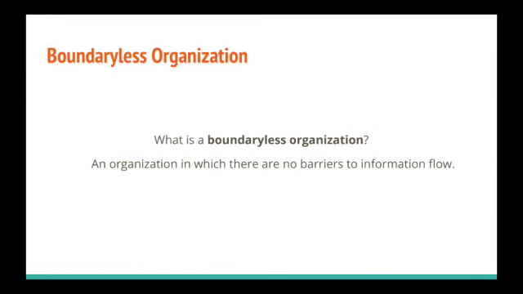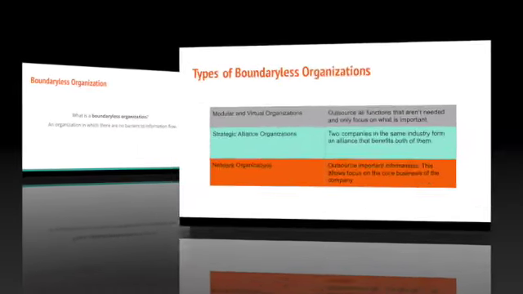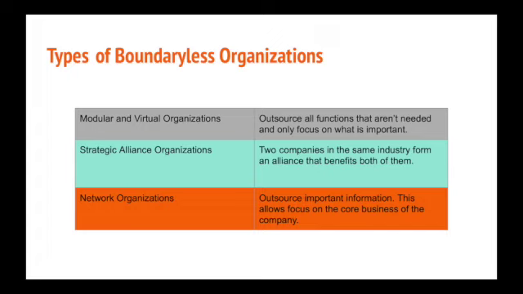Boundaryless organization. What is a boundaryless organization? It's an organization in which there are no barriers to information flow. Types of boundaryless organizations. Modular and virtual organizations outsource all functions that are needed, and only focus on what is important. Strategic alliance organizations is where two companies in the same industry form an alliance that benefits both of them. Network organizations outsource important information. This allows focus on the core business of the company.